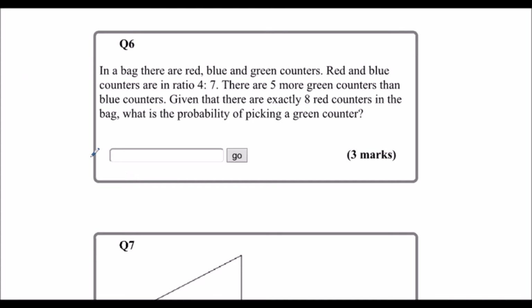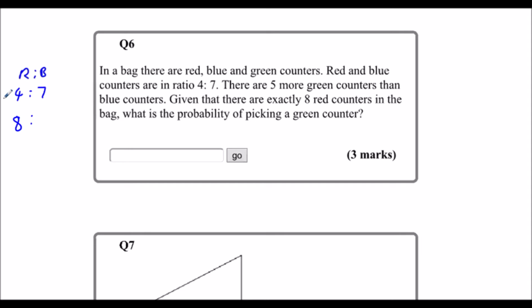Question 6. In a bag there are red, blue and green counters. Red and blue counters are in the ratio 4:7. There are 5 more green counters than blue counters. Given that there are exactly 8 red counters, what's the probability of picking green? So we've got 8 red.